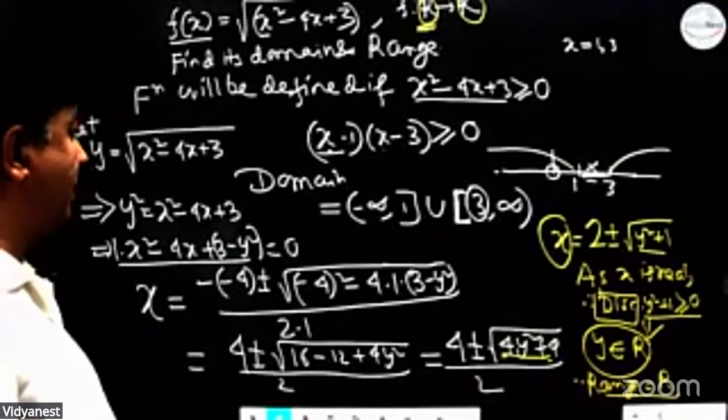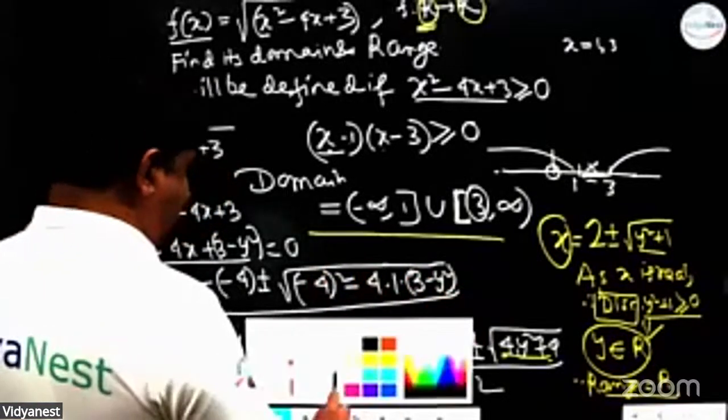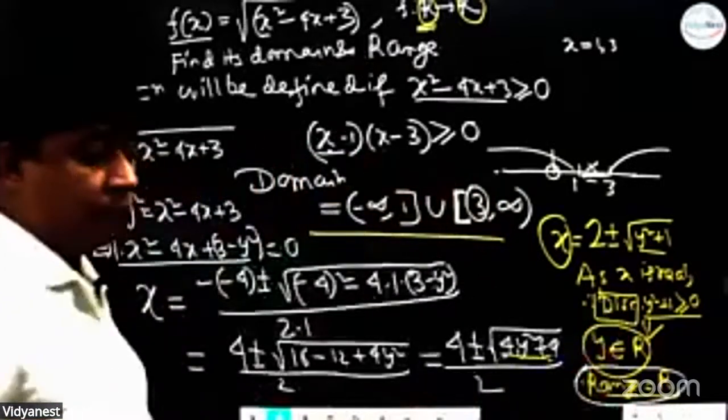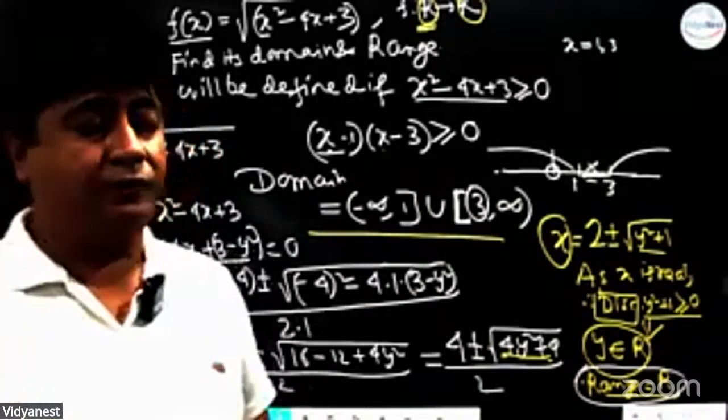Okay, so what is domain? This thing is domain and this thing is range. Hope you could follow. Yes, sir.